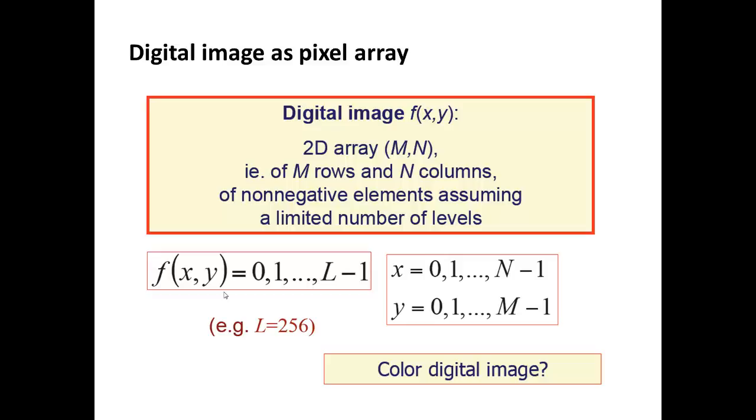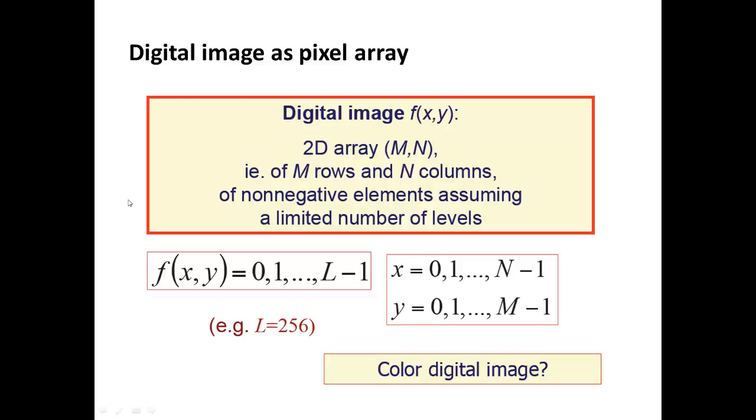So as I just talked about, a digital image can be treated as an array. So generally we use f(x,y) to represent the image. It has m rows and n columns. So this we also call the size of the image. In a real image, the number m is the height of the image or the depth of the image. N is the width of the image.